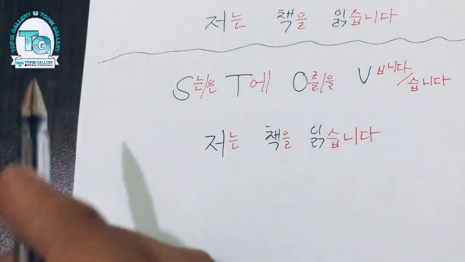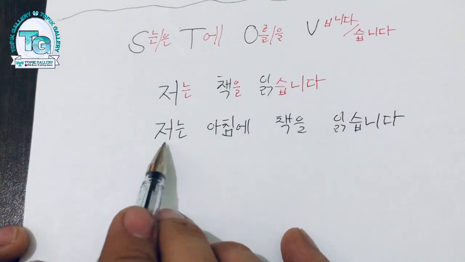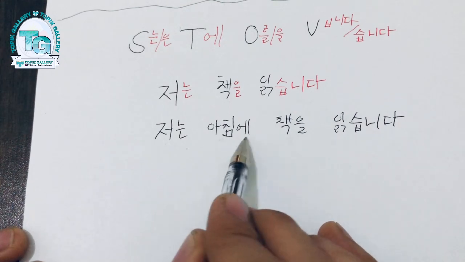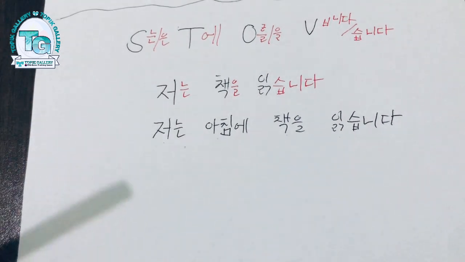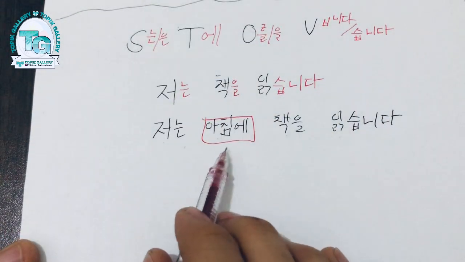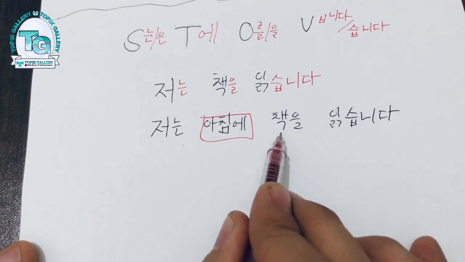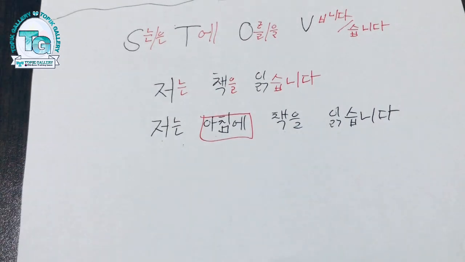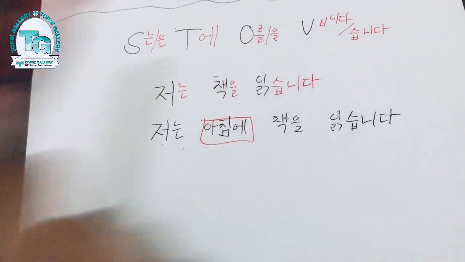So the result, guys, is 저는, the subject, 아침에, in the morning, 책을 book, 읽습니다. What was added is the 아침에. "Ako ay nagbabasa ng libro sa umaga." So this is the sample of STOV: subject, time, object, and verb.